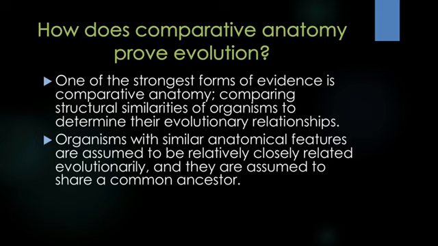Of course, one of the strongest forms of evidence that buttresses evolution is comparative anatomy, because comparing structural similarities of organisms helps one to determine their evolutionary relationships. Organisms with similar anatomical features are assumed to be relatively closely related evolutionarily, and they are assumed to share a common ancestor. Just by the wayside, aside from comparative anatomy, there are other evidences that also buttress evolution, like fossil records, embryology, and molecular biology.